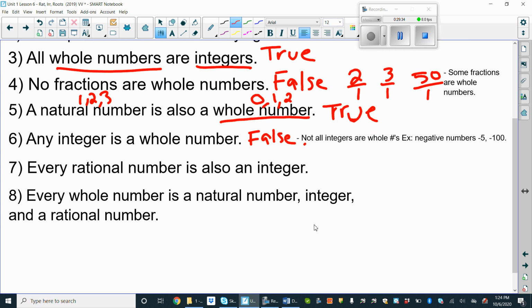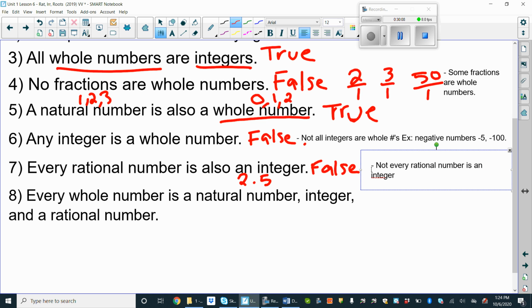Number 7, every rational number is also an integer. Every rational number is also an integer. That is not true, because we know that 2.5, so this is false. We know, for example, 2.5. That is a rational number, but it's not an integer. So our counterexample can just be not every rational number is an integer. And as you can see, we have 2.5 and so forth.